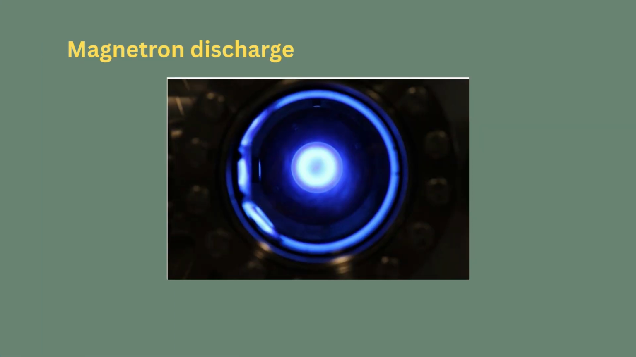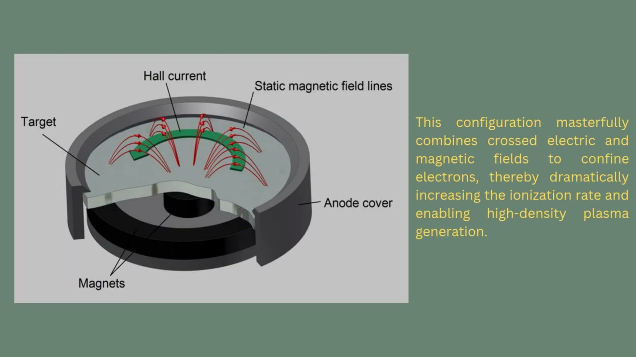Before we explore discharges controlled by electric fields, we will now conclude by examining a discharge where the application of a magnetic field fundamentally enhances its efficiency and power, the magnetron discharge. This configuration masterfully combines crossed electric and magnetic fields to confine electrons, thereby dramatically increasing the ionization rate and enabling high-density plasma generation.